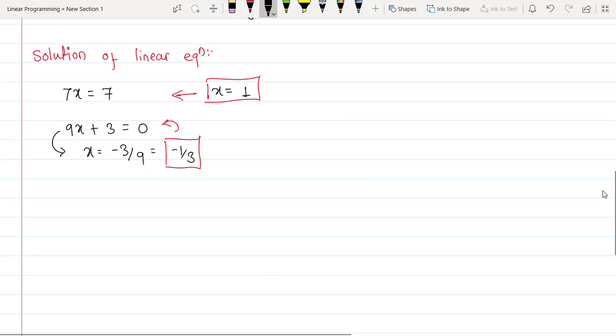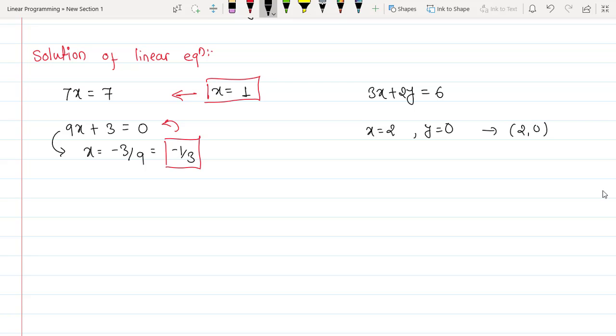What about the next? Suppose I have 3x plus 2y equals 6. Can you give me the values of x and y for which this equation is satisfied? Yes. If I substitute x equals 2 and y equals 0, then what happens? Check. x equals 2 means 3 into 2 is 6, and y is 0. So 6 equals 6. Of course, 2 comma 0 becomes a solution to this given linear equation. As we have the equal sign, this becomes an equation.